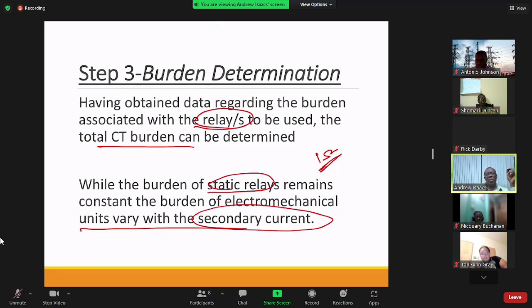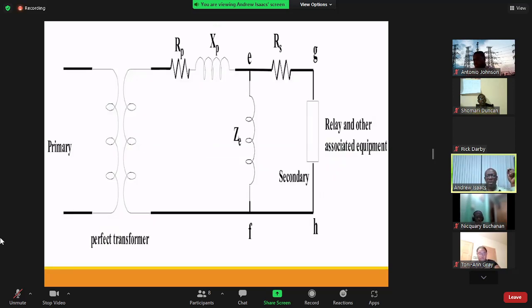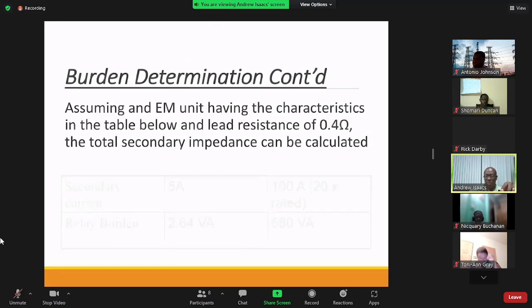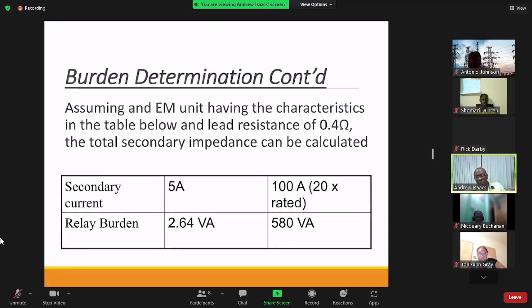Okay, so we come back to this. And remember, what we're trying to determine is VK. We need to determine whether or not this CT can indeed handle the sort of currents that we are going to pass through it. All right? So I'm giving you the next bit of information. This is what you would have gotten from the relay.